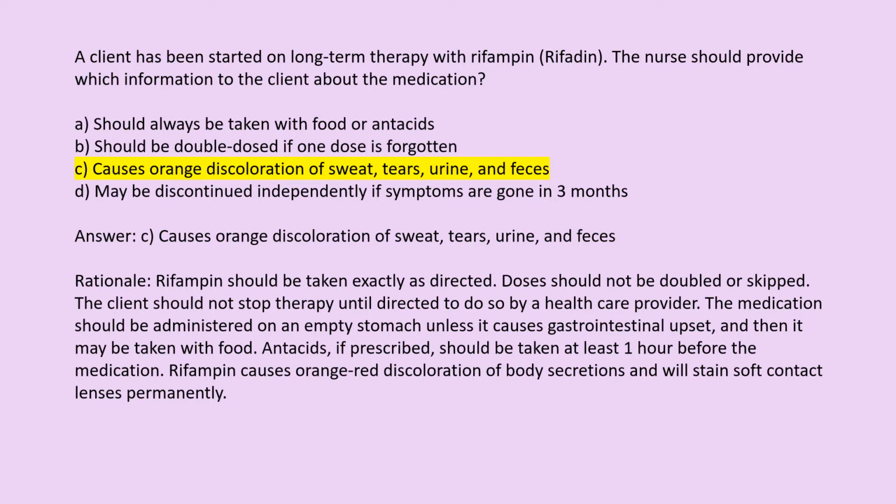Answer. C. Causes orange discoloration of sweat, tears, urine, and feces. Rationale. Rifampin should be taken exactly as directed. Doses should not be doubled or skipped. The client should not stop therapy until directed to do so by a healthcare provider. The medication should be administered on an empty stomach unless it causes gastrointestinal upset, and then it may be taken with food. Antacids, if prescribed, should be taken at least 1 hour before the medication. Rifampin causes orange-red discoloration of body secretions and will stain soft contact lenses permanently.